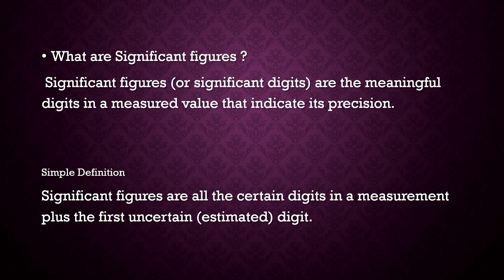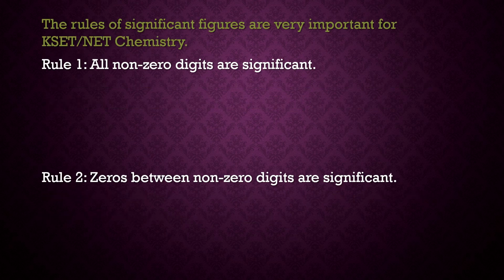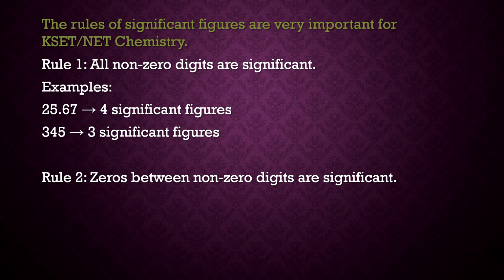Okay. So before going to the examples, let's see the rules of significant figures, which are very important for KSET and NET chemistry. So let's see the rules with examples. The first rule says that all non-zero digits are significant. I repeat, all non-zero digits are significant. So an example is 25.67, which has 4 significant figures because all digits here are non-zero. In the next example, there are three significant figures because all are non-zero.